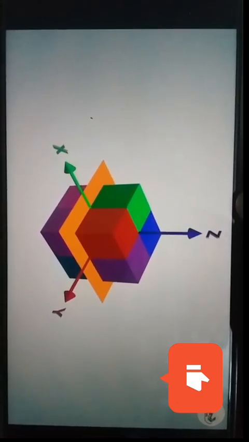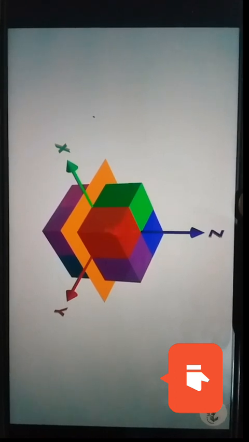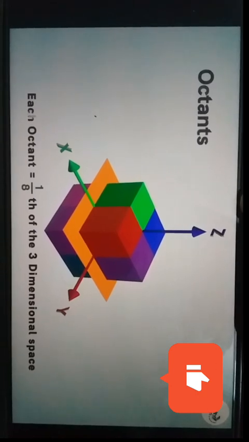Again, there is a mathematical term for these 8 parts. Can you guess what the term might be? Yes, they are called octants. Each octant is 1/8 of the 3-dimensional space.